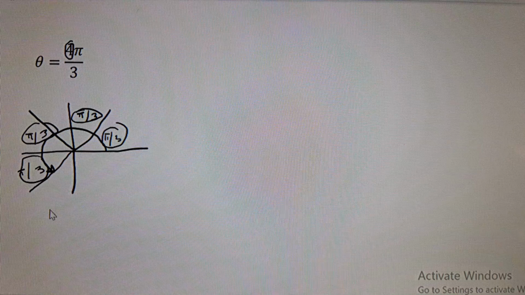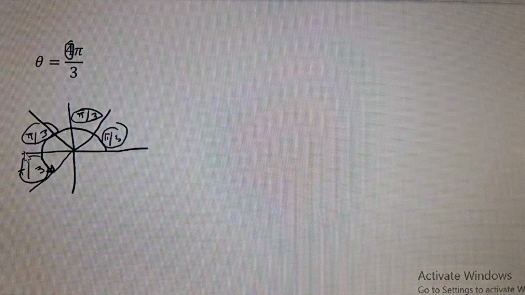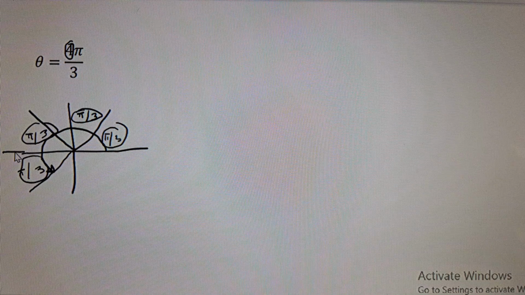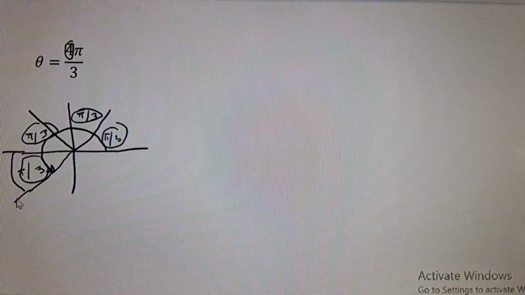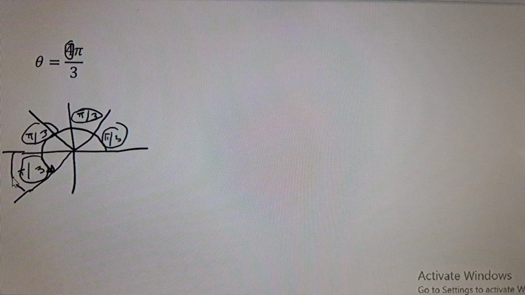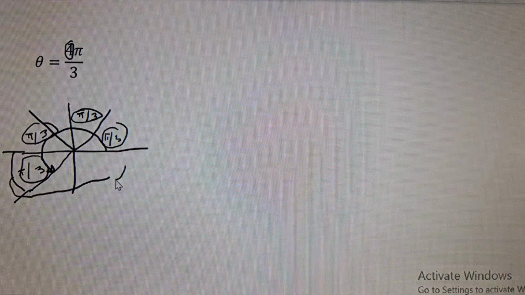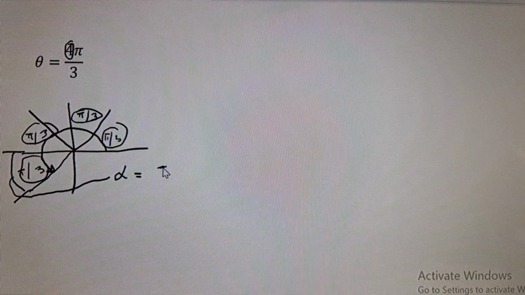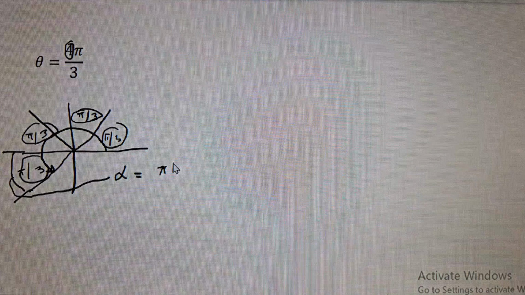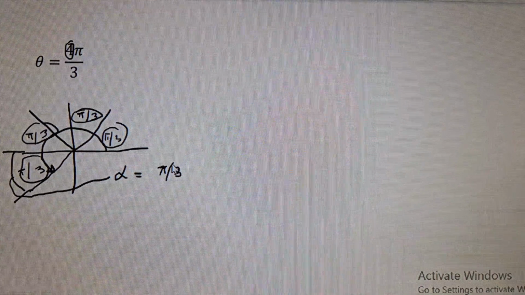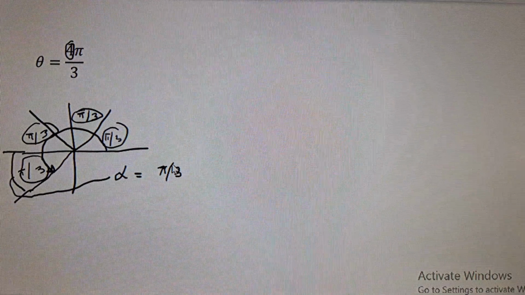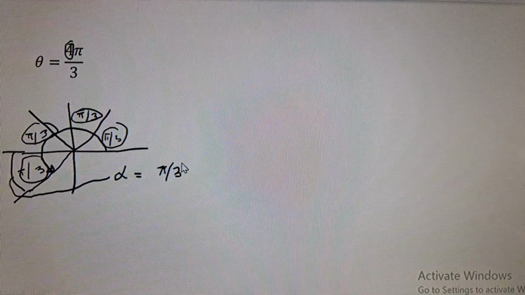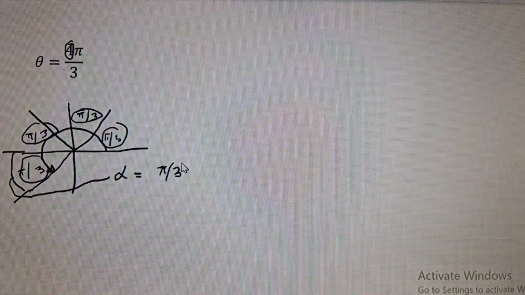So what would be the reference angle? So the reference angle would be that angle right here, wouldn't it? So our alpha is actually pi over 3. So the properties of 4 pi over 3 are the same as pi over 3, except we need to be careful with what? The sign, as usual.